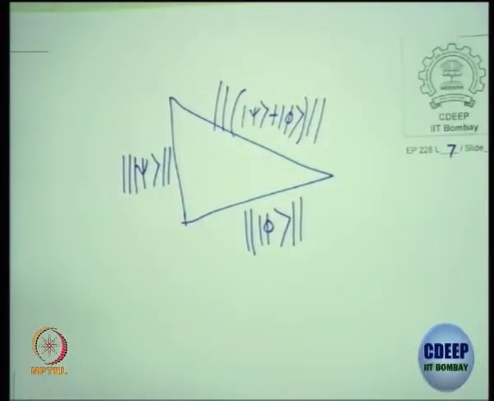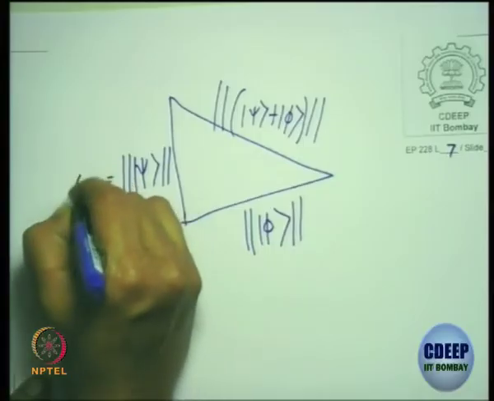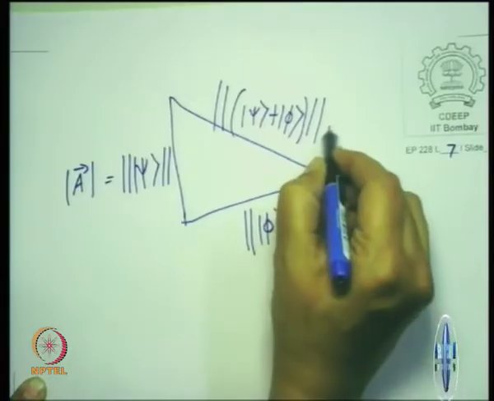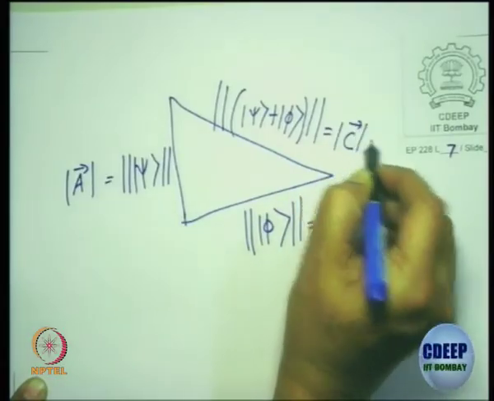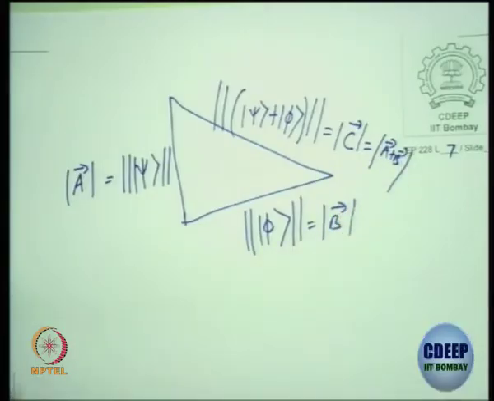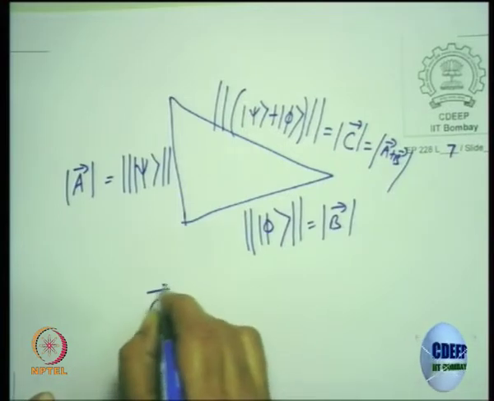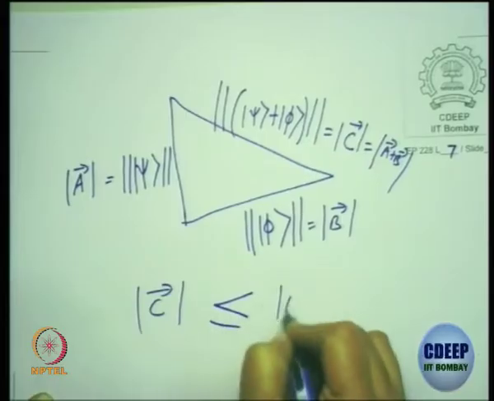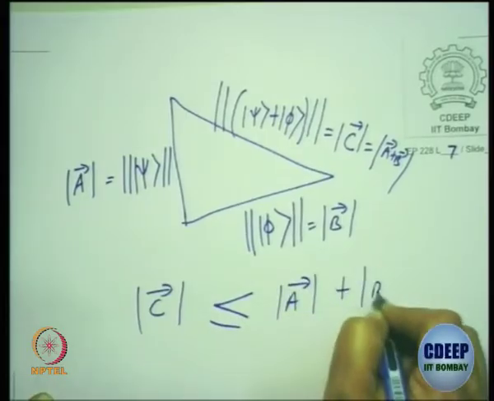Yes, everybody is getting used to the notation. If I write A vector, B vector, all of you will be familiar, right? Suppose I call this mod of A vector, this mod of B vector, and this mod of C vector, which is nothing but mod of A plus B vector. What is the triangle inequality? Mod of C should be less than or equal to mod of A plus mod of B.